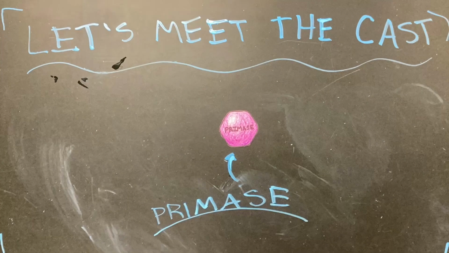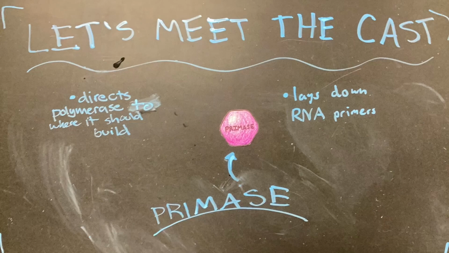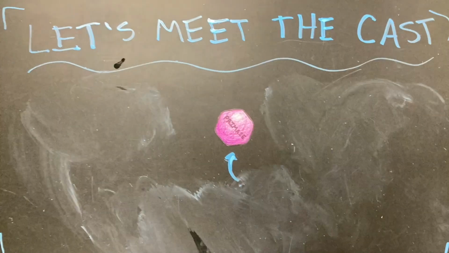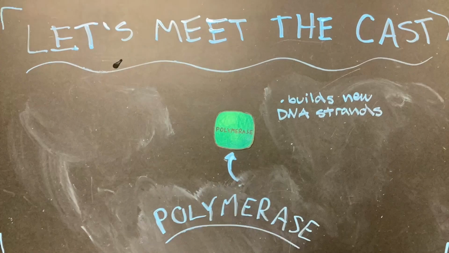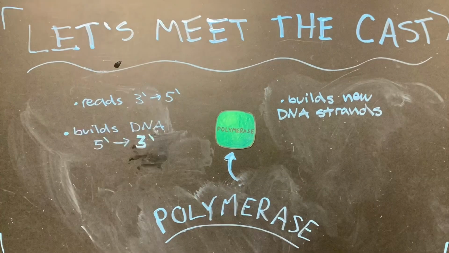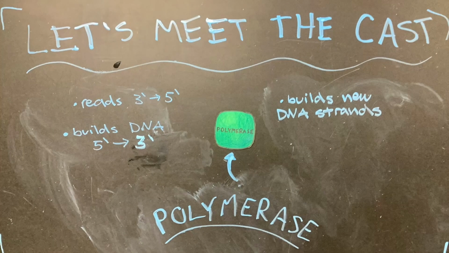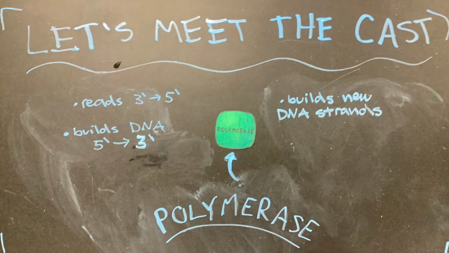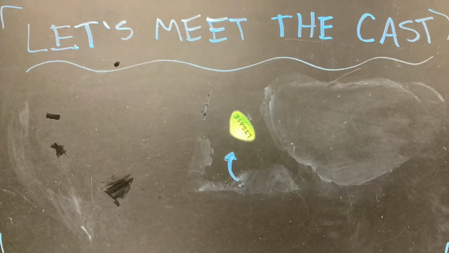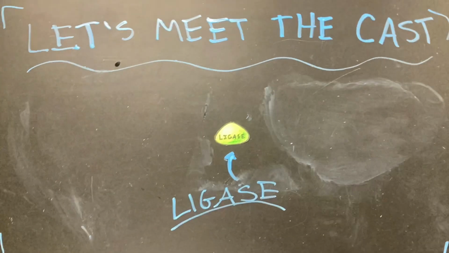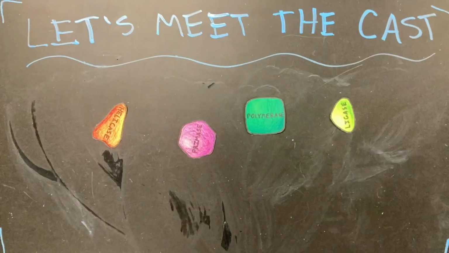The next enzyme is primase. Primase lays down RNA primer, which is used to direct polymerase on where to build. Polymerase, the third enzyme, builds new strands of DNA by reading the primase 3' to 5' and building in the 5' to 3' direction. We'll go over 3' and 5' later. The final enzyme is ligase, which fixes Okazaki fragments and glues together uneven DNA strands.